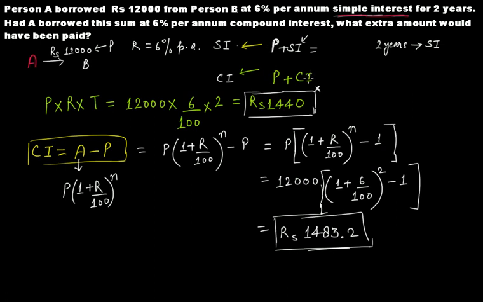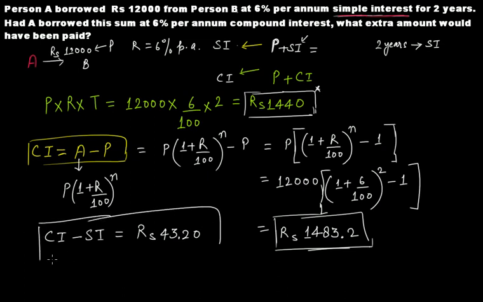Now you calculate by how much? So simply calculate compound interest minus simple interest. If you take out 1483.2 minus 1440, you will get rupees 43.20. So this is the extra amount that would have been paid if A had borrowed this sum at 6% per annum compound interest.